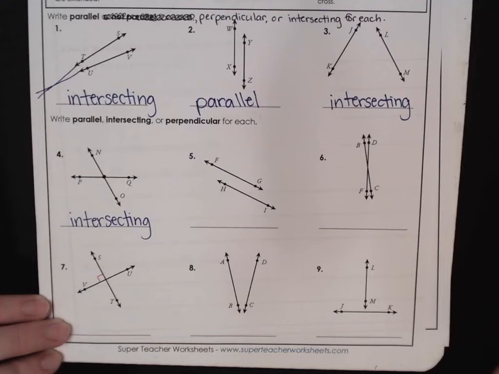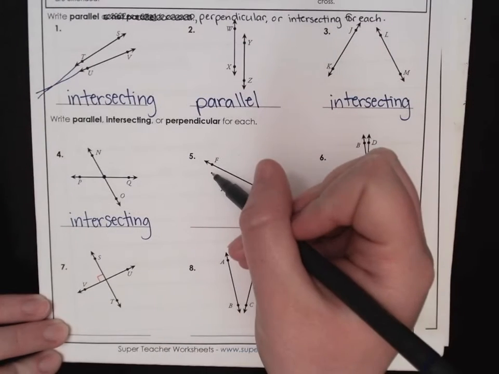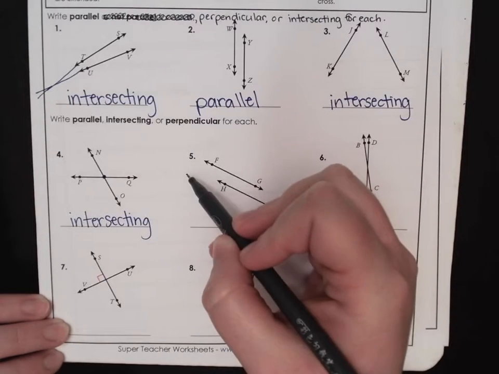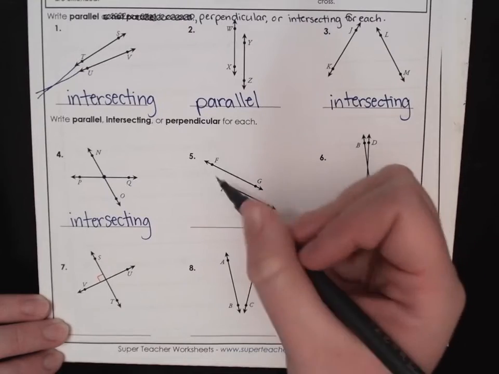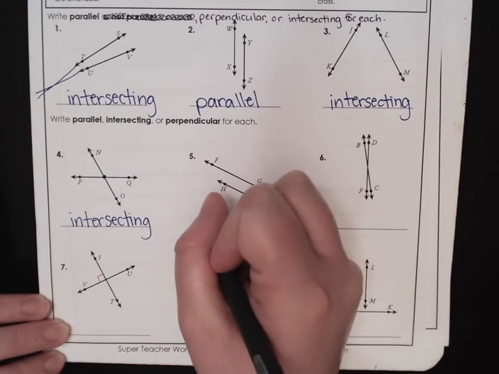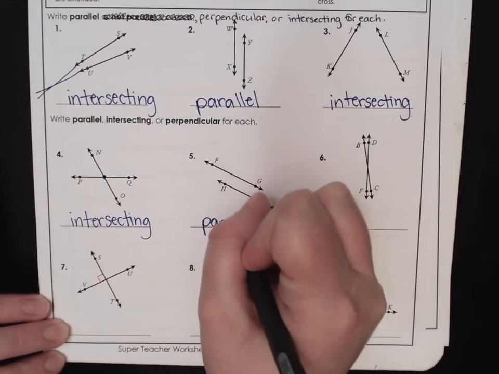Number 5, I have line FG and line HI. There's an even amount of space in here. It's not changing, it's not getting smaller or bigger towards either end. I can extend these lines forever and they will never touch. So that makes them parallel.